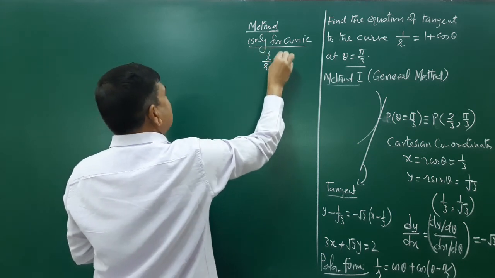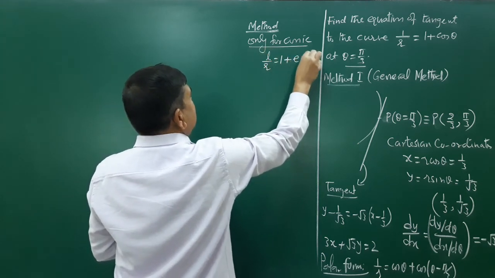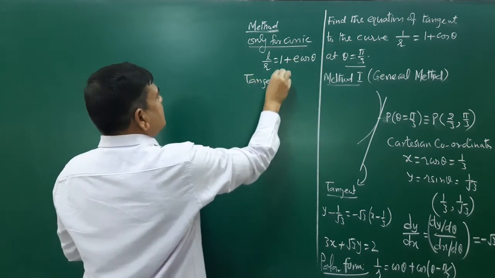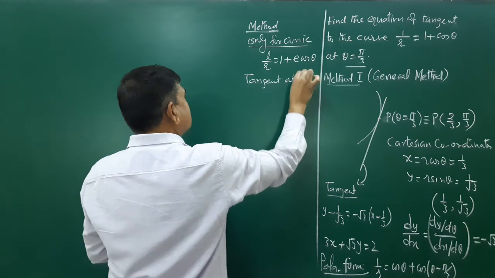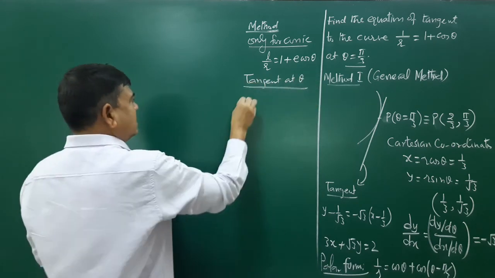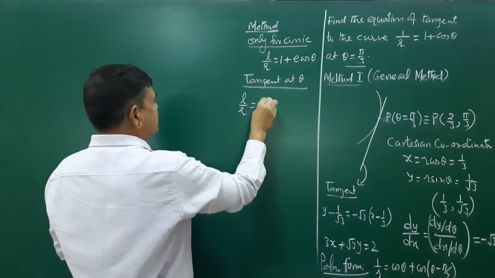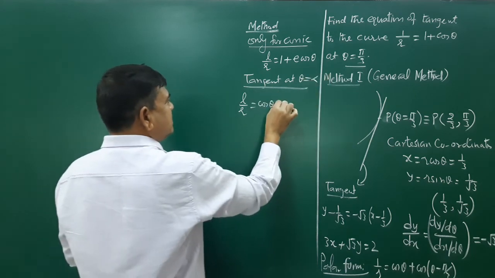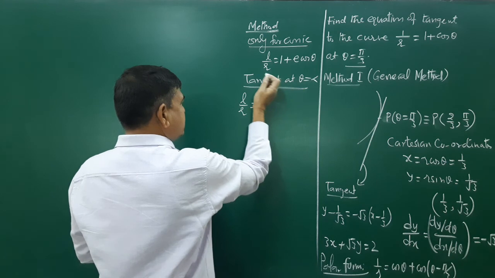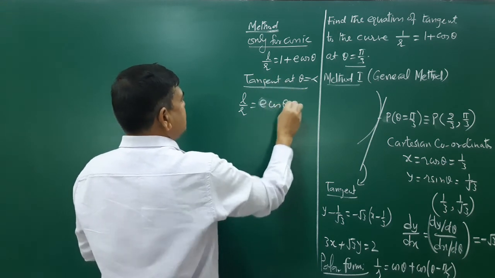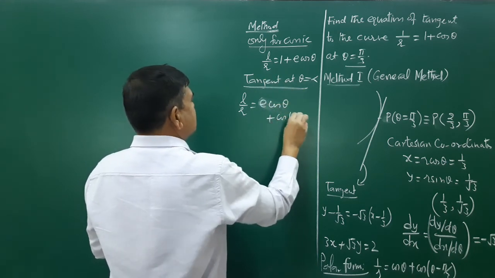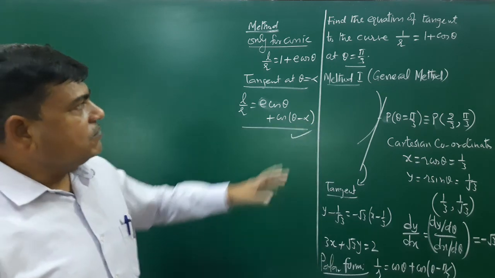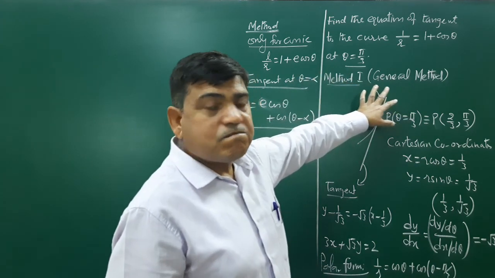L by r equals 1 plus e cos theta. So the tangent at theta equals alpha is L by r equals cos theta plus e cos theta plus cos of theta minus alpha. Remember, this is the general method.